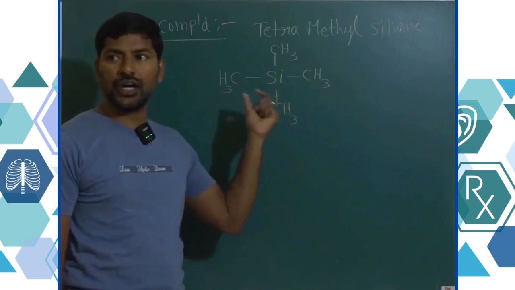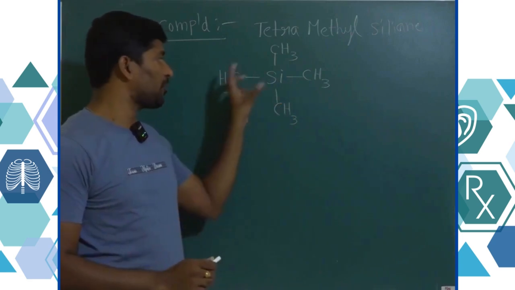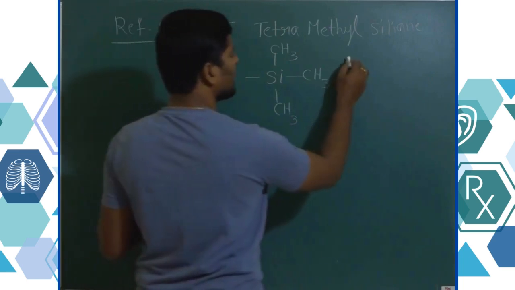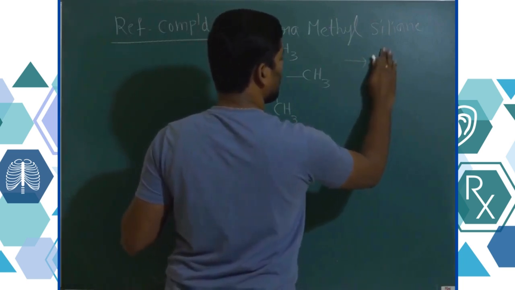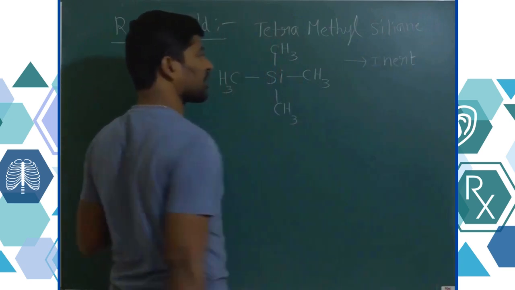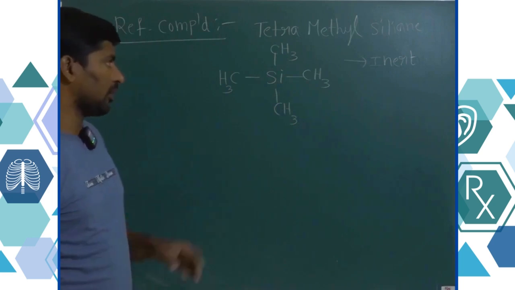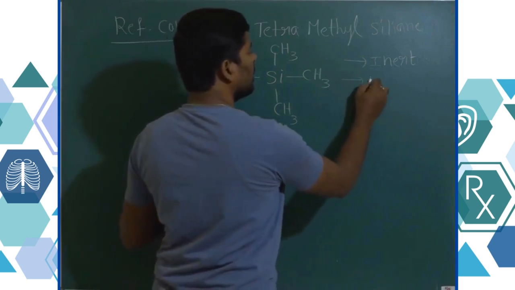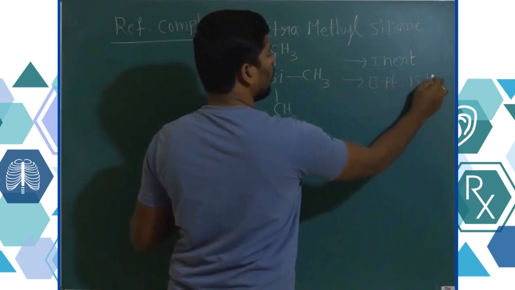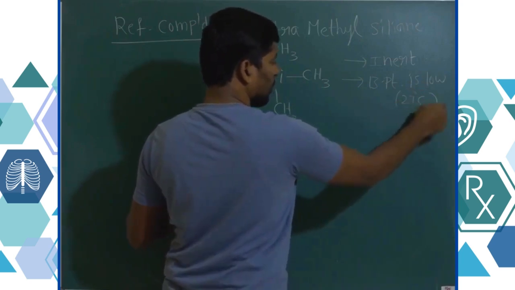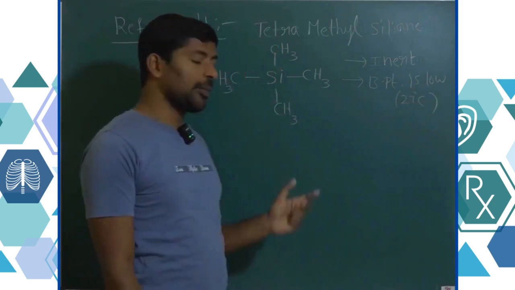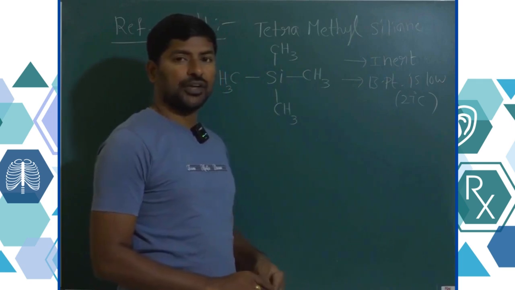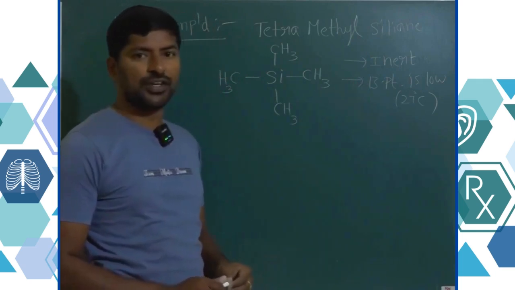What are the advantages of tetramethylsilane? Why are we specially using it as a reference compound? First, it is a highly inert compound, so it does not react with the sample molecules. The second advantage is its low boiling point, around 27 degrees centigrade only, so it is easy to remove from the sample after recording the spectrum.